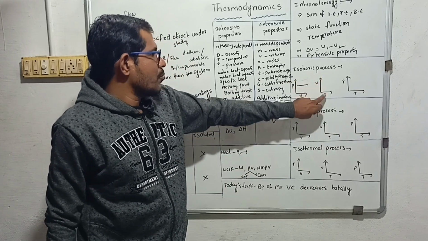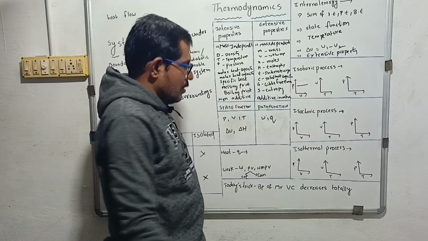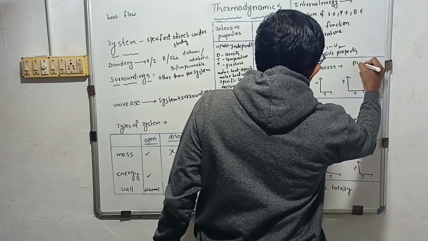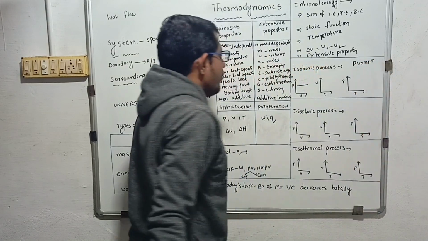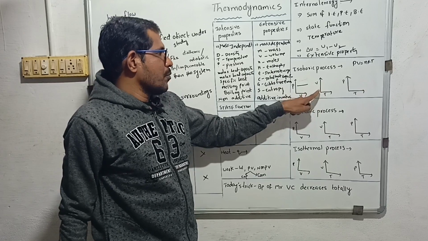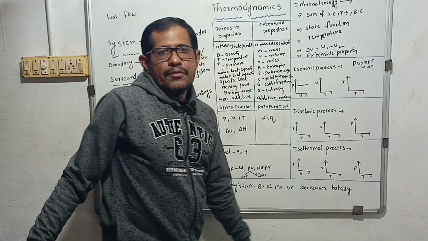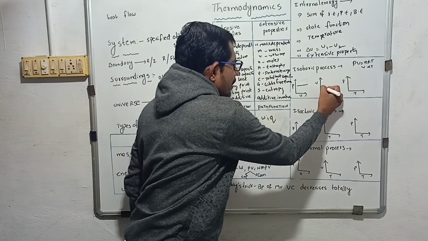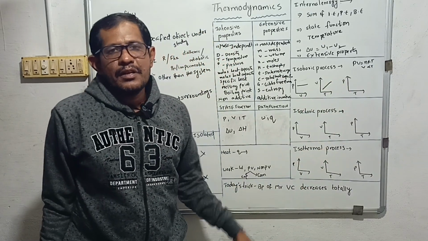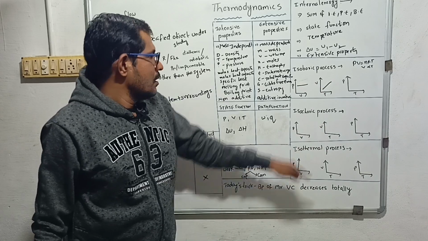Now coming to the isobaric process, we have the ideal gas law, PV equal to nRT. V is directly proportional to temperature. If V is directly proportional to temperature, the graph will come like this.